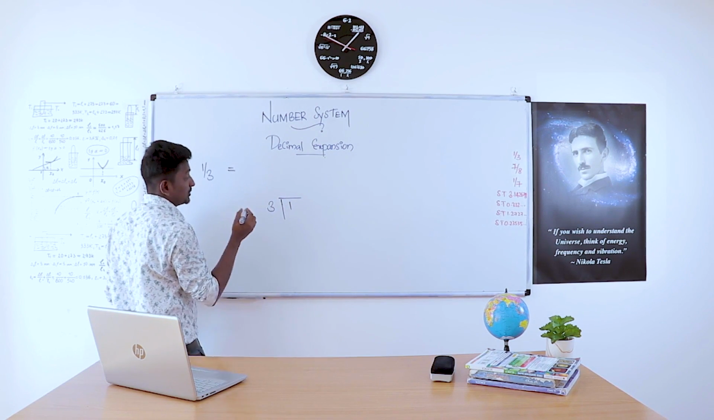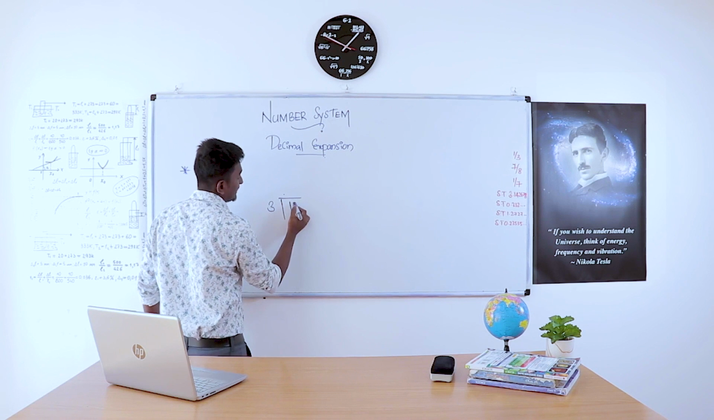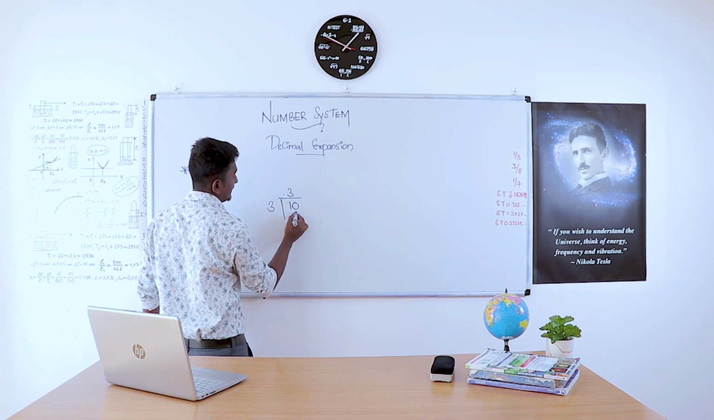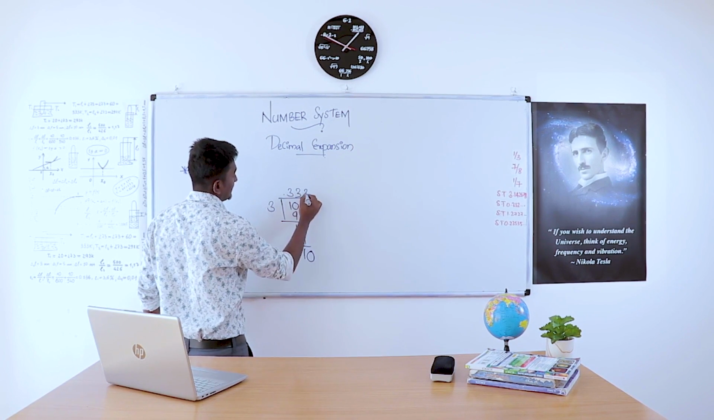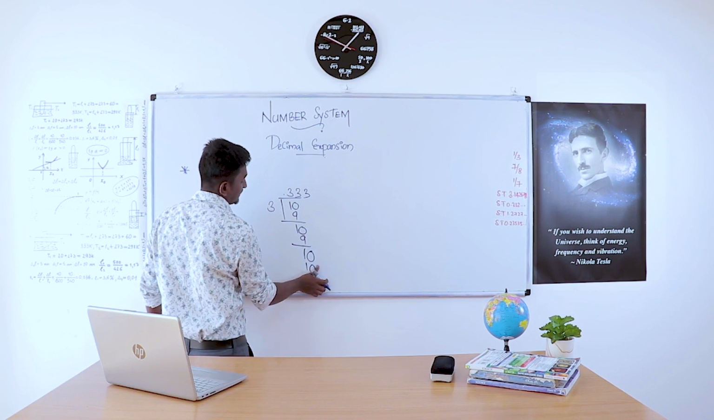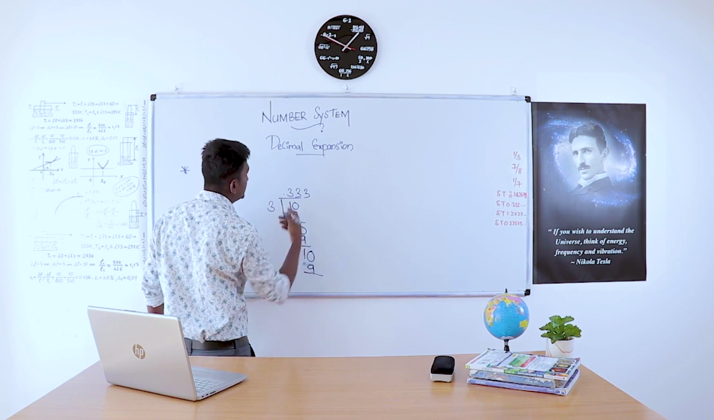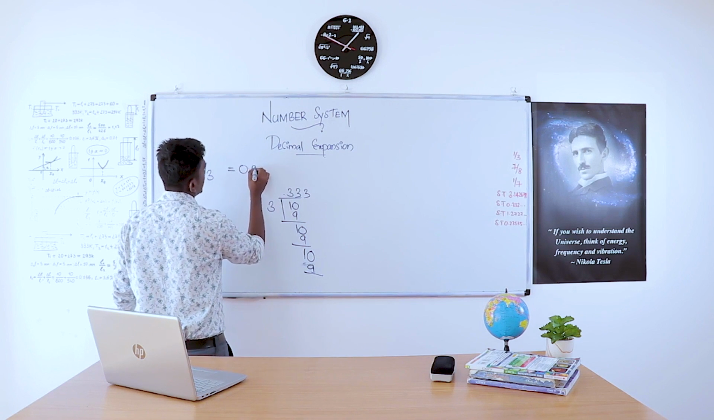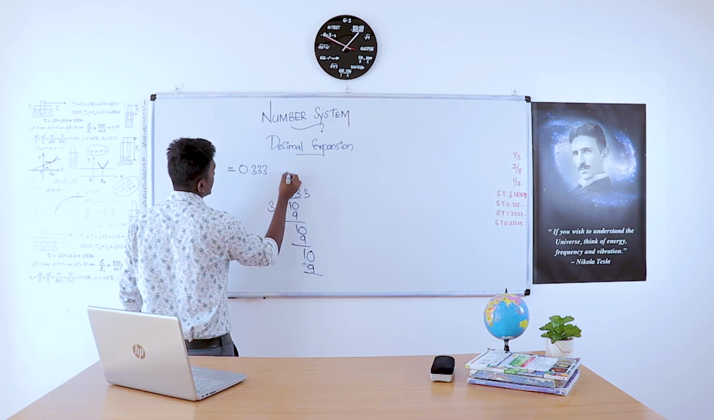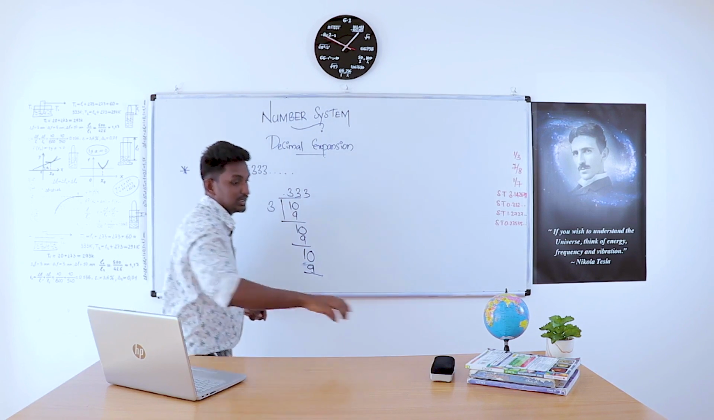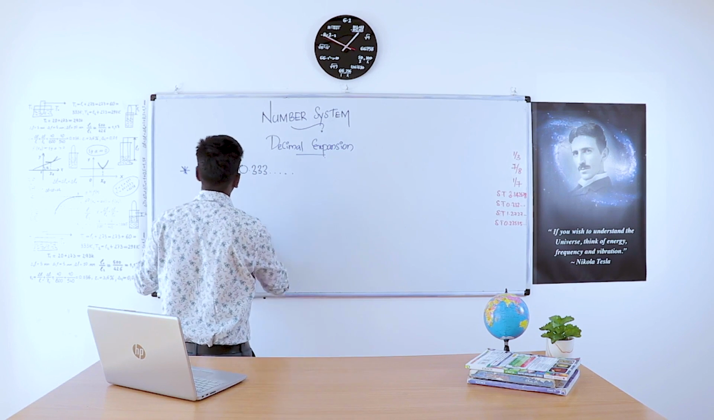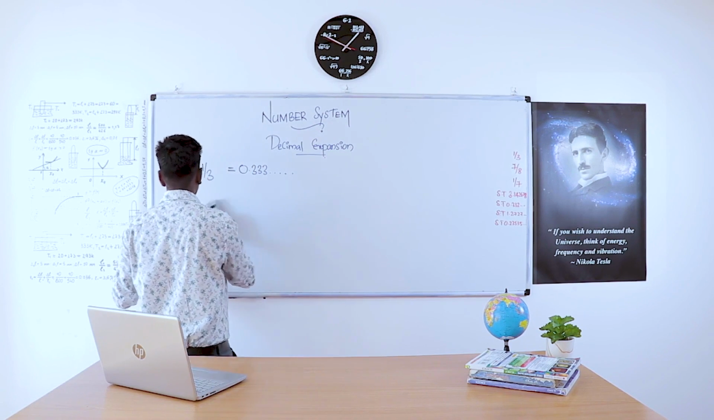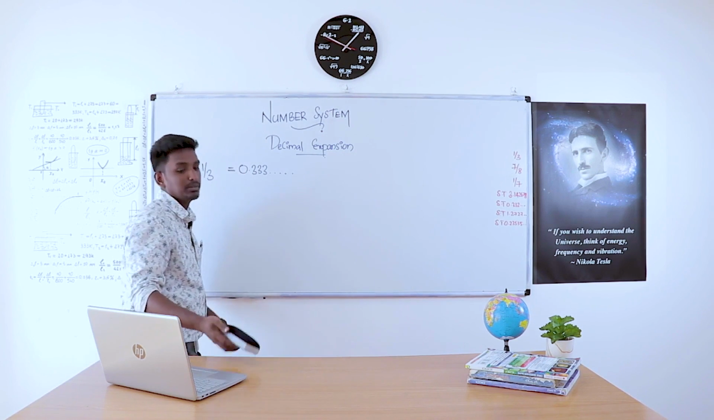1 divided by 3 is not possible. Therefore, putting a decimal, it becomes 10. 3 into 3, 9. Remainder 1. Again it becomes 10. 3 into 3, 9. Remainder 1. Again it becomes 10. 3 into 3, 9. Remainder 1. Again this continues on. That is 0.3333, etc. This continues like a series. This is the decimal expansion of 1 by 3.